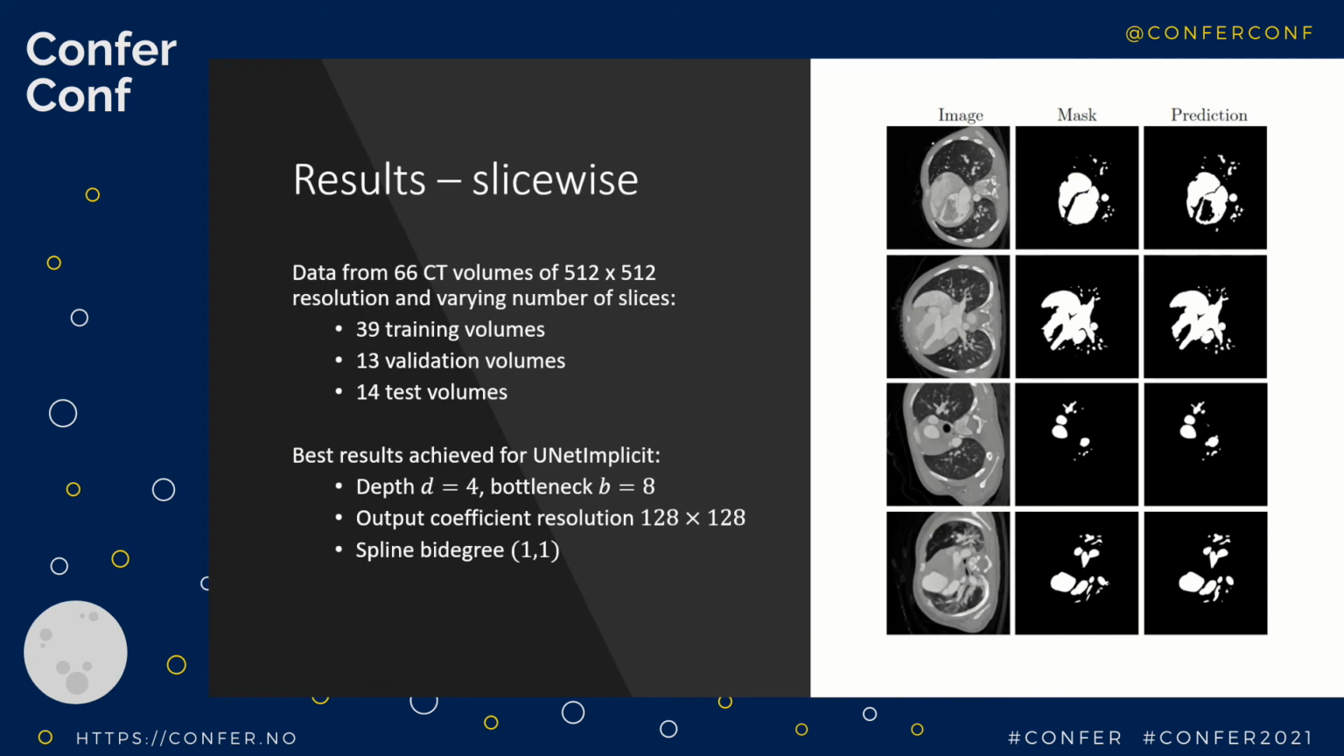So we used a total of 66 CT volumes in our work for training, validation and testing. The figure shows randomly selected results, and our best network does a very good job in many cases of picking up the details of the segmentation, with some minor exceptions.